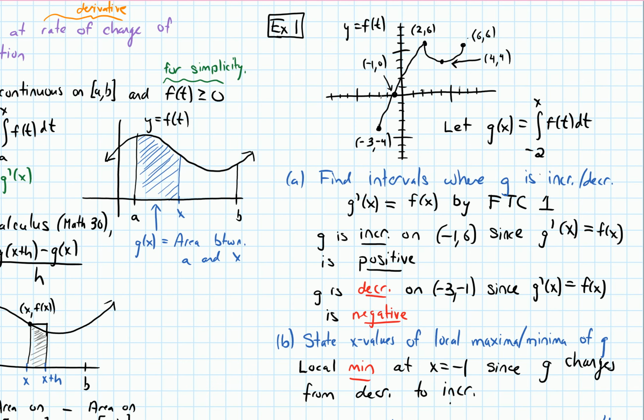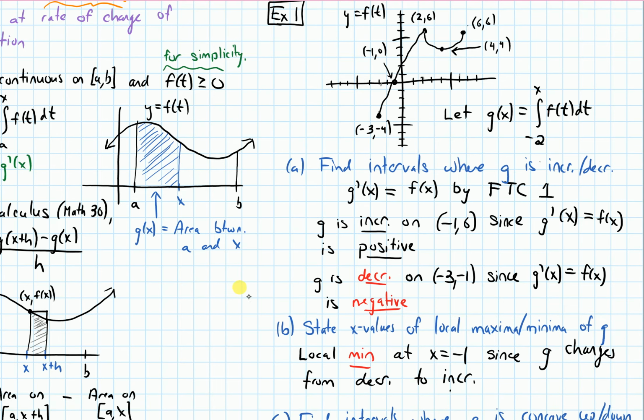Because the derivative of g, which is f by the Fundamental Theorem of Calculus part 1, changes from being negative to positive. And that's what makes g change from decreasing to increasing. Okay, so there's no local maxes because there's no place where g is going to change from increasing to decreasing. For that to happen, the derivative of it, which is this graph of f, would need to change from positive to negative, but that never happens.